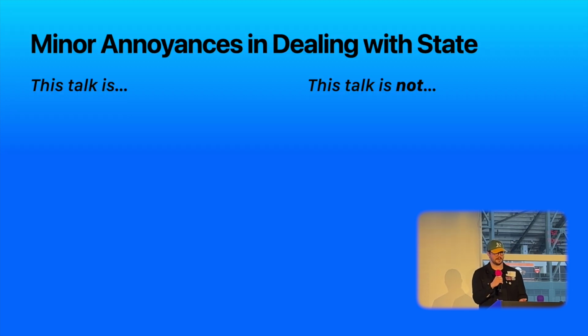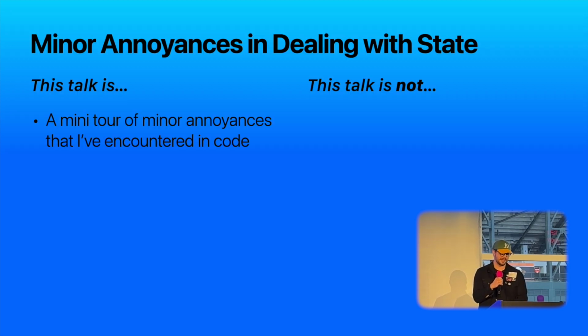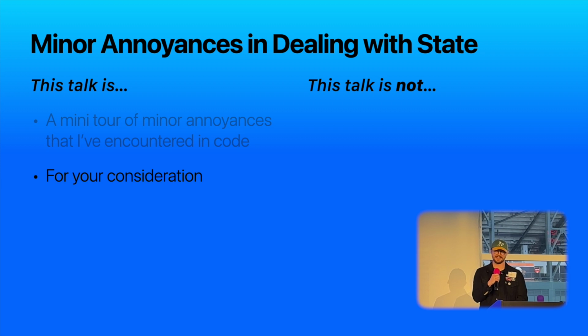So what this talk really is, like I said, is a small tour of some things that annoyed me in some code that I've encountered. It's not meant to be a full list. It's not meant to be detailed. It's just some things that I've seen recently that were annoying for you to consider. If you agree, great. If not, come give a talk about the things that annoy you.